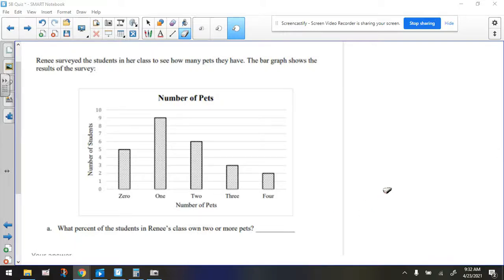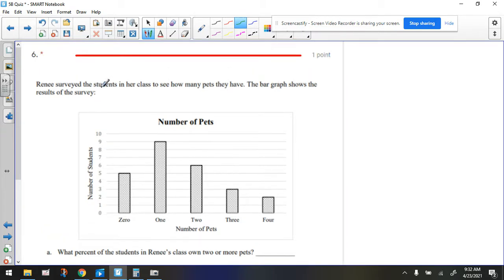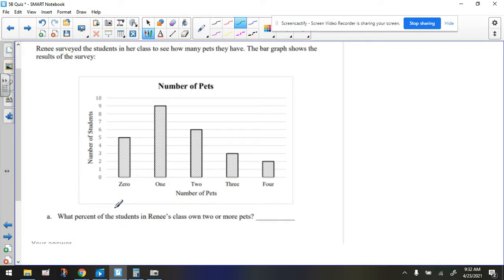Hey everybody, we're looking at number 6 on the quiz. A little tricky, so I thought we'd go over it. It says, Renee surveyed the students in her class to see how many pets they have. The bar graph shows the results of the survey. So they do want what percent of the students in Renee's class own 2 or more pets. So that means we're looking at this grouping right here.